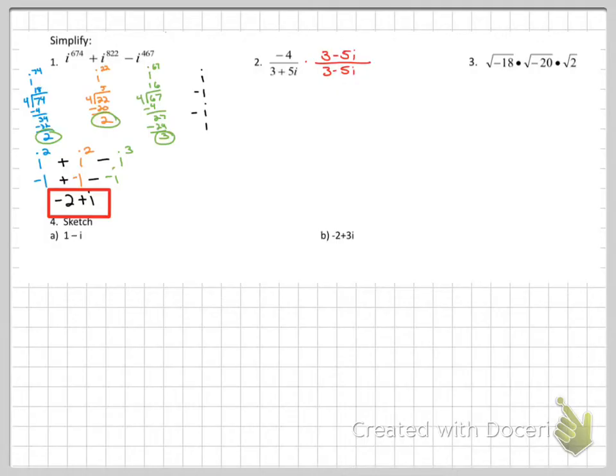Go ahead and distribute on top. And then see what happens on the bottom. On the bottom, you're really doing a binomial times a binomial, so you might want to use an area diagram to help yourself out. 3 plus 5i, 3 minus 5i. This is where we're going to find out why she multiplied by the conjugate. Negative 5i times 5i is negative 25i squared. So notice you have positive 15i and negative 15i. Those go away. So I'm left with 9 and negative 25i squared.